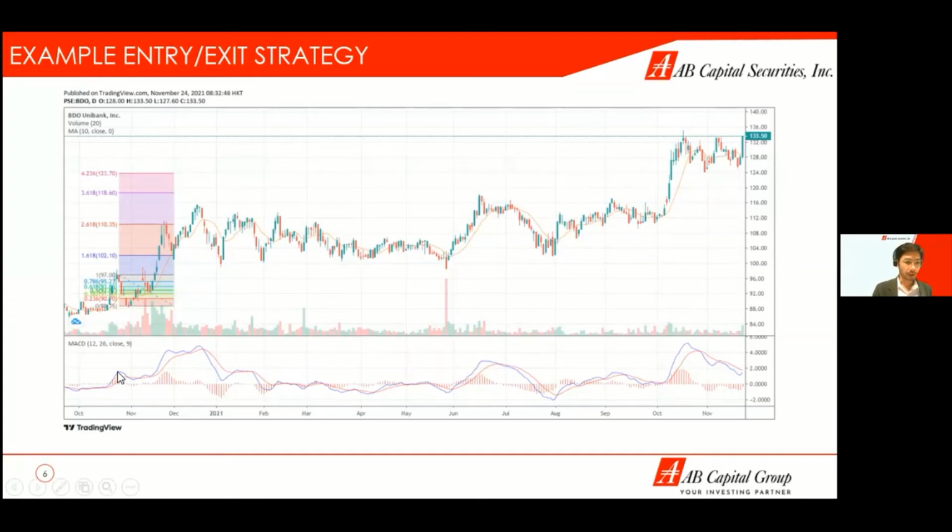So the blue line is what you call the MACD line. This is the difference between the 12-day and 26-day exponential moving average, which is a moving average that puts an emphasis on more recent data. You don't have to go all technical about it. I'm just trying to define it for you. And then the red line is the 9-day EMA, or exponential moving average.